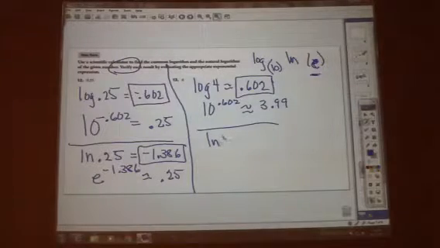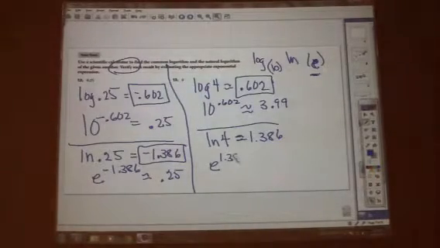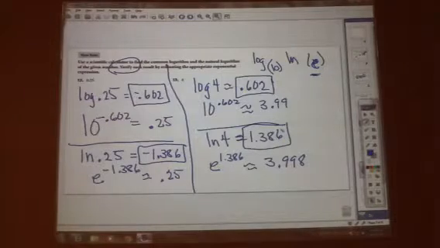Now let's do natural log of 4. It is approximately 1.386. So e to the 1.386 equals 3.998, which is close to 4. So those are my two answers.